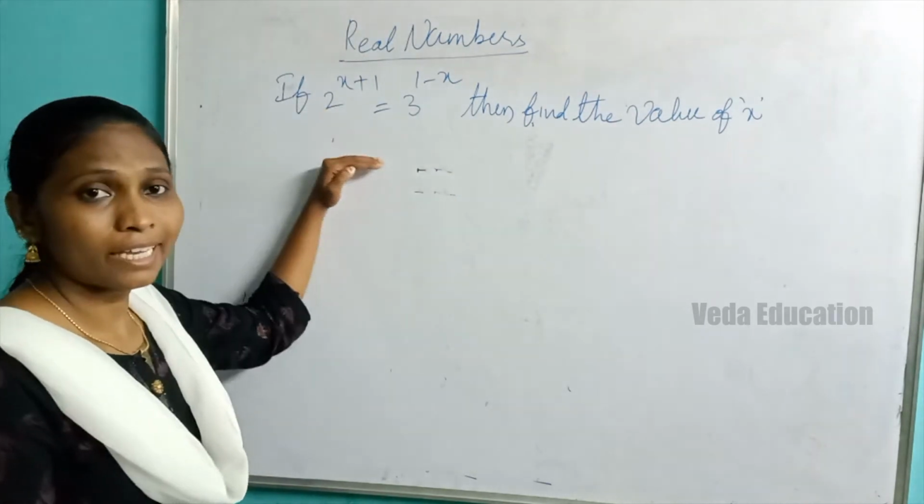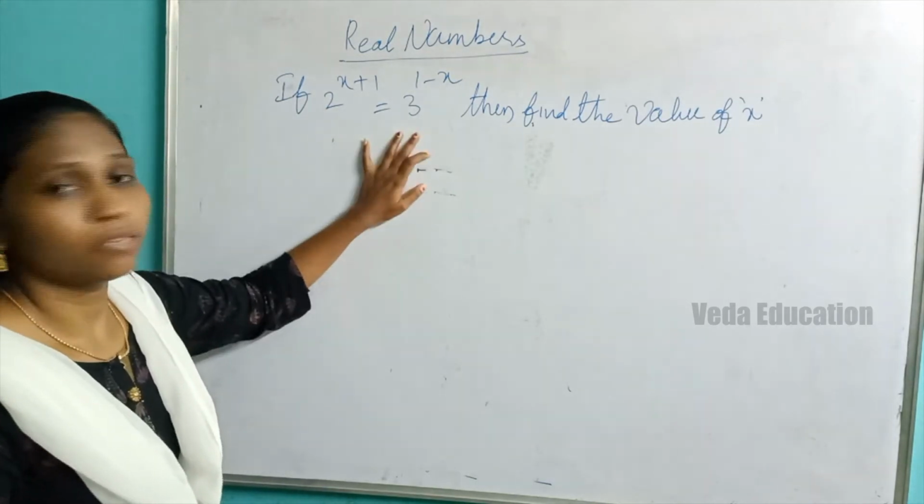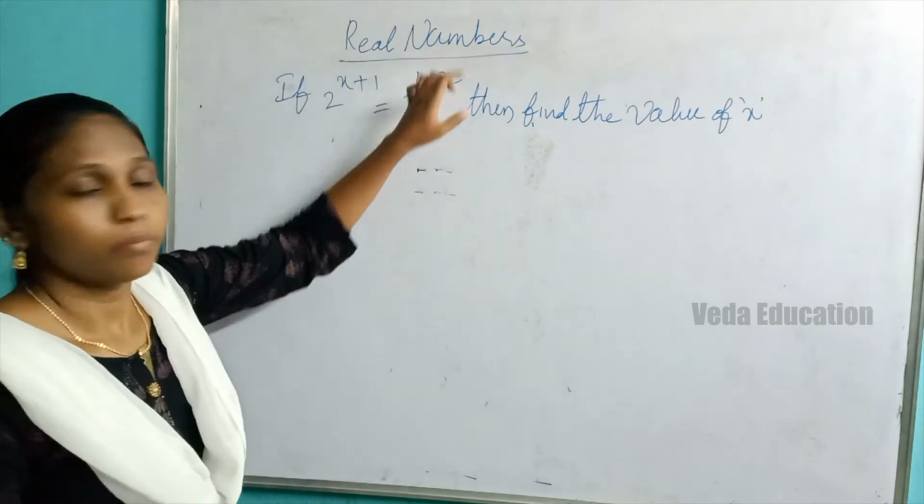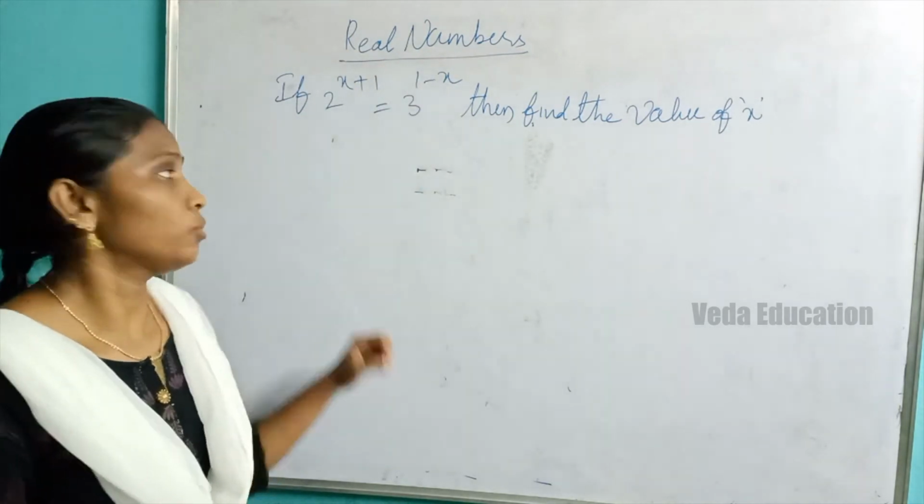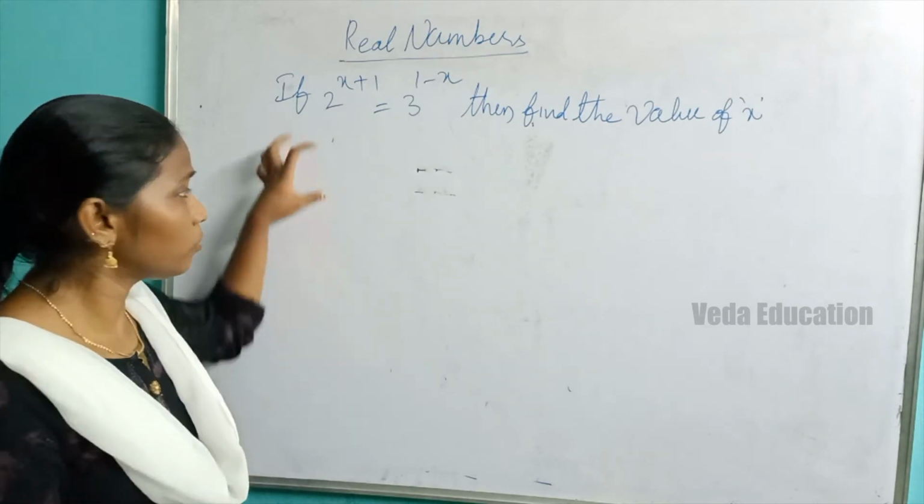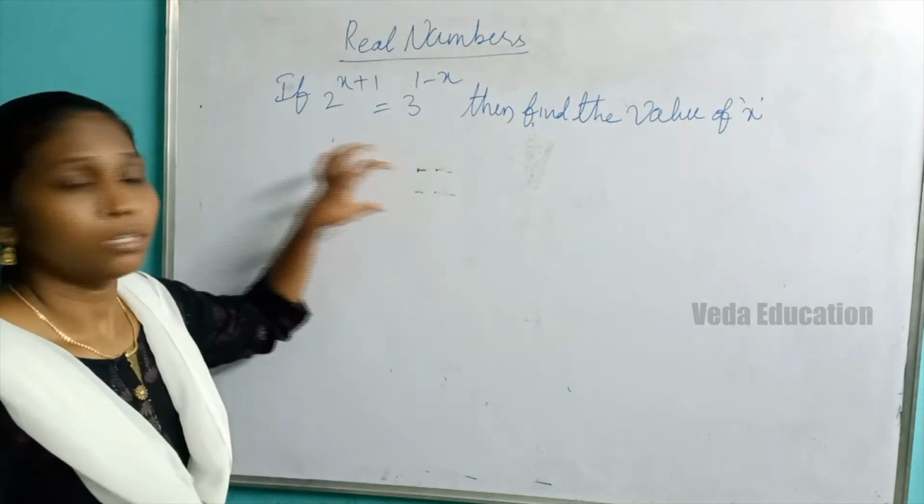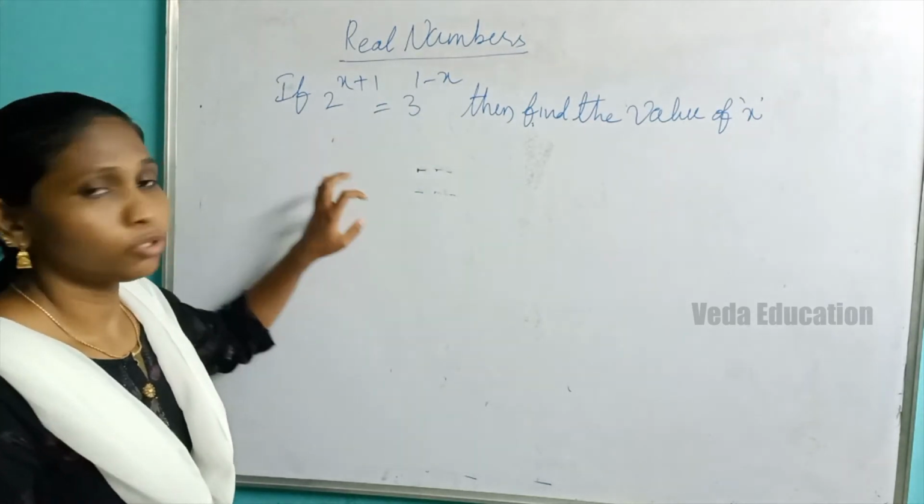In earlier classes we learned the laws of exponents. In that we learned that if two bases are equal, you can equate the powers, but here they have given us two different bases. So just now we discussed logarithms, and we are in the logarithm topic now. So by using logarithms you can also solve for the x value. What we have to do is apply logarithm to both sides.